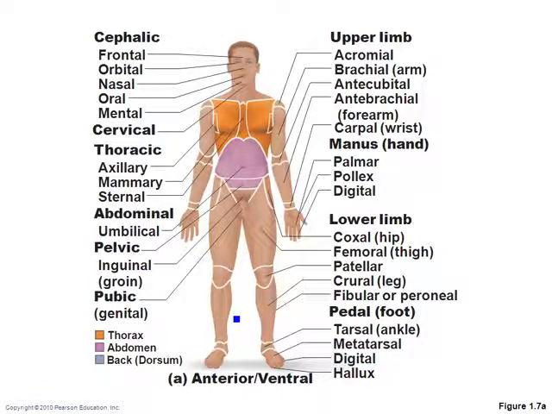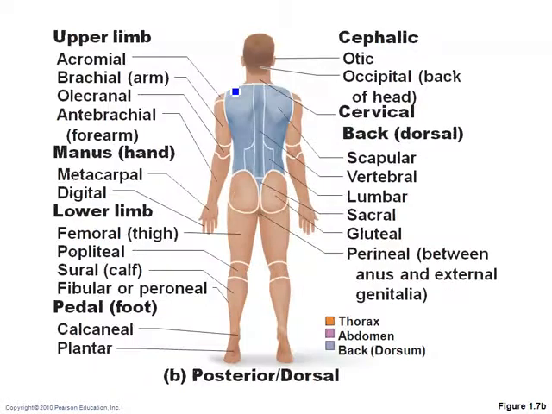When we talk about it, we talk about basically big regions and little regions. So for example, the big region of the head, the whole head is cephalic. You can then break that down into frontal, which is your forehead, orbital, your eye, nasal, your nose, oral, your mouth, mental, which means chin. All right, so go through this and make sure you can identify all the regions that are listed on this slide. And make sure that you pay attention that if you go to the back side, some of the words change. For example, on the head now, the back of the head is now occipital, okay?